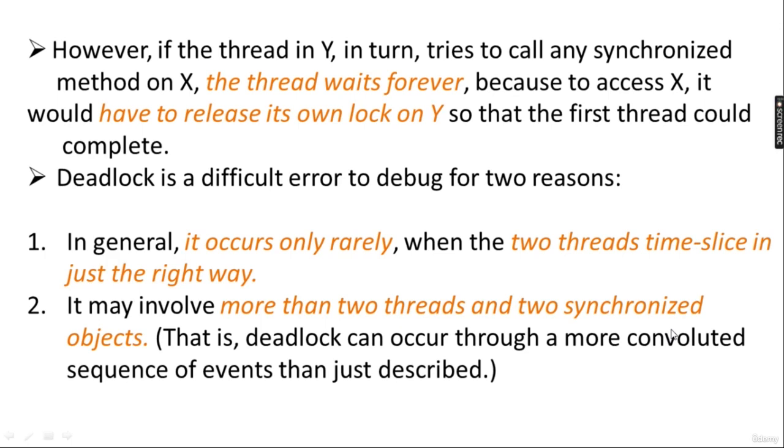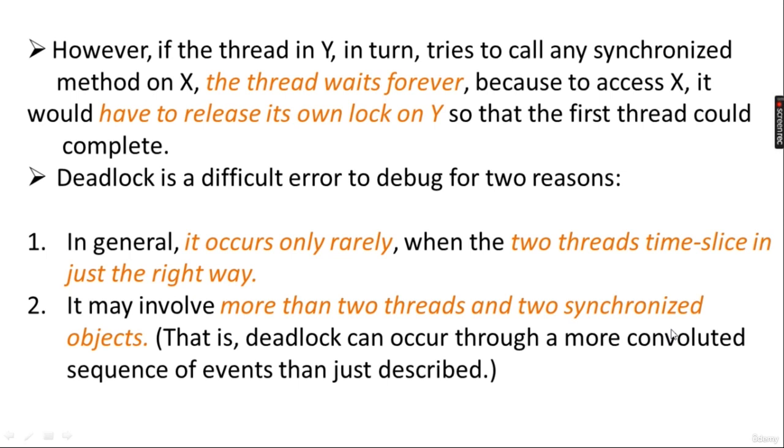Deadlock is a difficult error to debug. Why? In general, it occurs only rarely. It does not occur unless the two threads time slice in just the right way. Both threads must acquire the lock on two different objects and then try to call synchronized methods of each other, and this case is very rare.